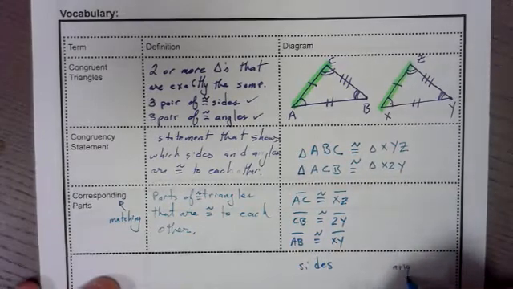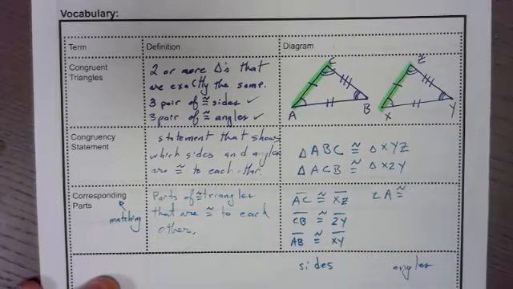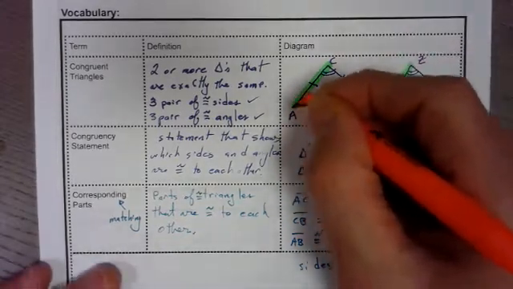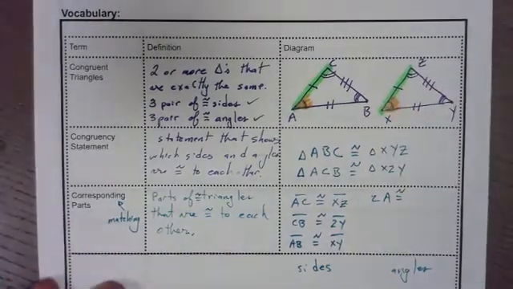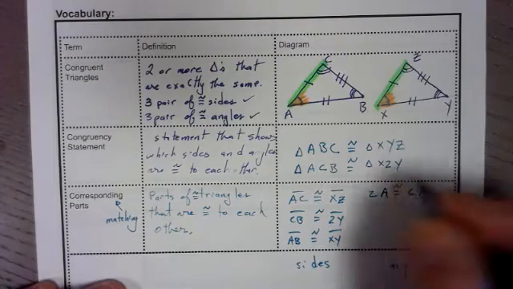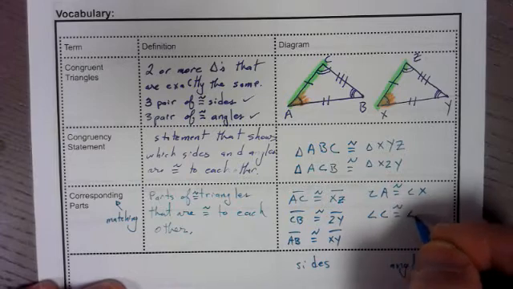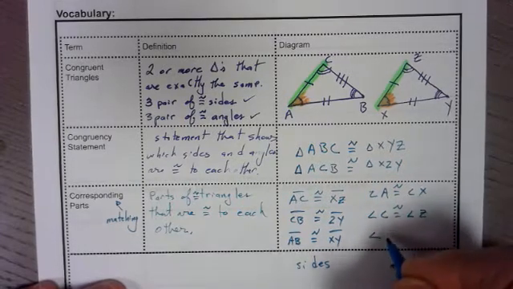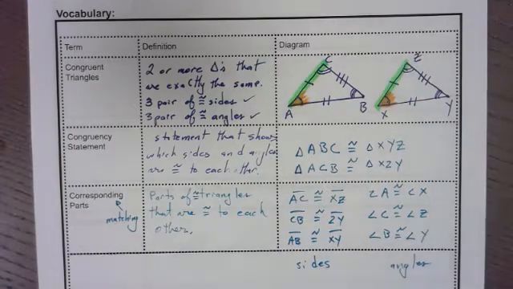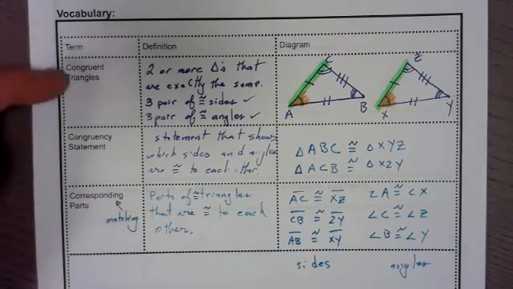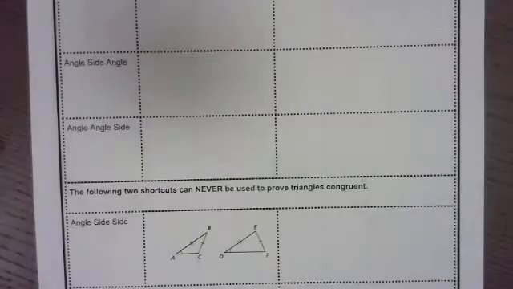And then my angles, I have angle A being congruent. This angle here is congruent to this angle here. It corresponds to angle X. Angle C is congruent to or corresponds to angle Z. And angle B is congruent to or corresponds to angle Y. All right, so we have congruent triangles, our congruency statement, and the corresponding parts. Let's move on to our next page.